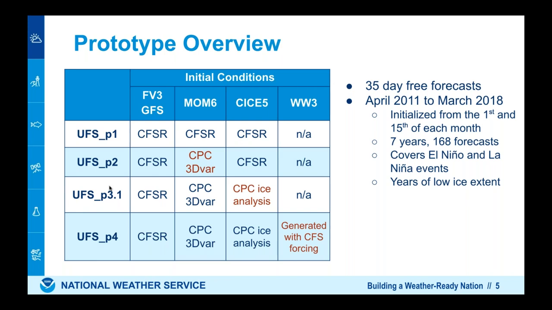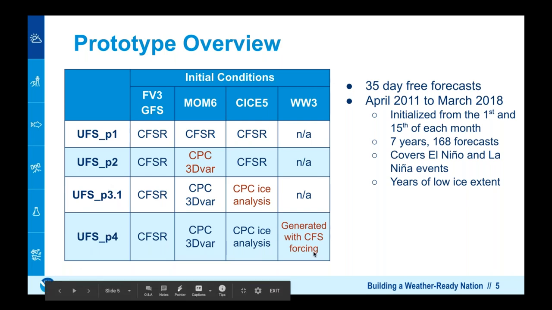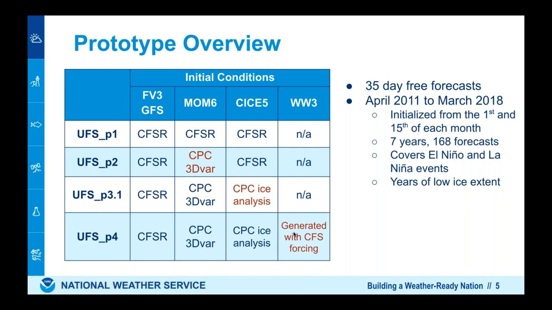And so Travis Sluka from CPC, or at the time was at CPC, ran a 3DVAR simulation that gave us initial conditions that also included the currents. So that was in prototype 2. And then in prototype 3, we transitioned to using the CPC ice analysis for the ice initial conditions. And then in prototype 4, we had the addition of the wave model, which has initial conditions just from a standalone CFS forced simulation.